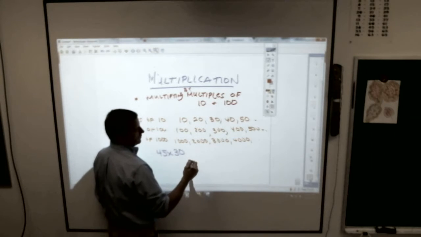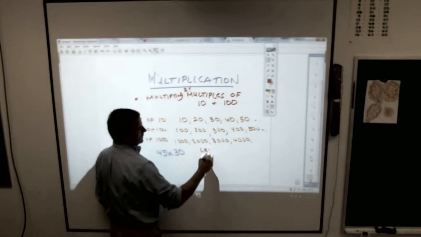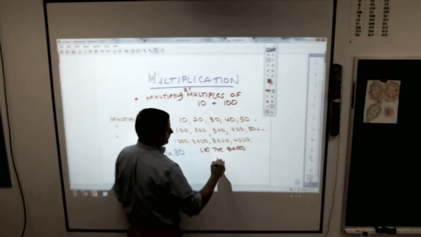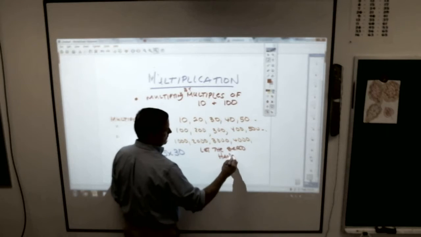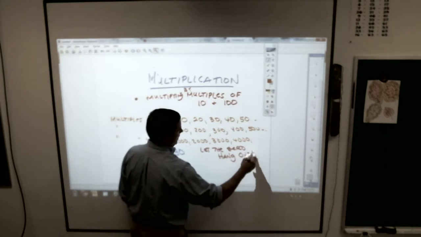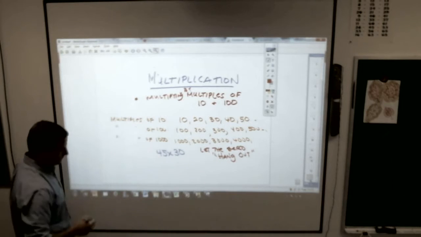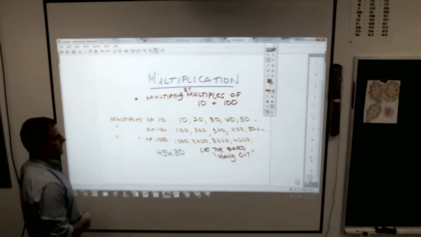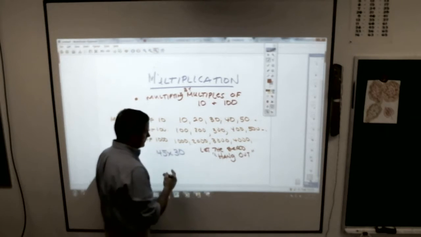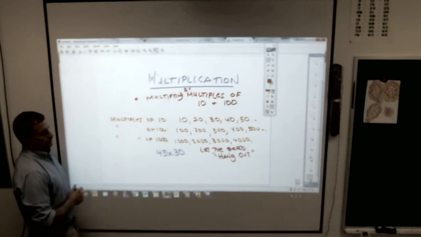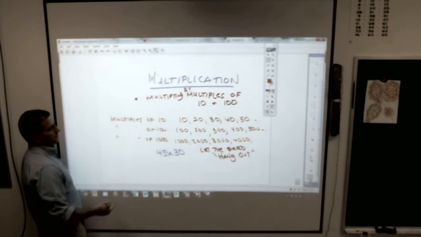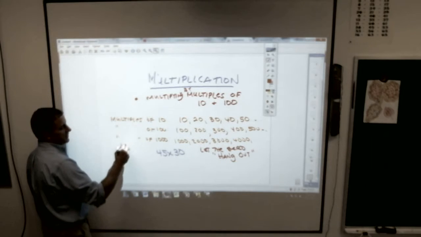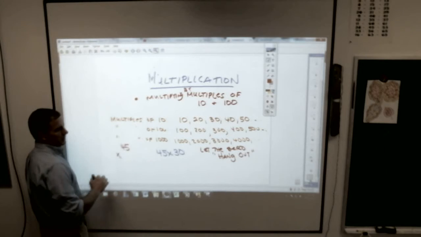So here is what you need to write in big letters. Let the 0 hang out. I'll let you write that down and then we'll talk about just exactly how easy this is. If you have 45 times 30, when you write it, you're not going to multiply across, you have to multiply up and down like this. You write it like this.